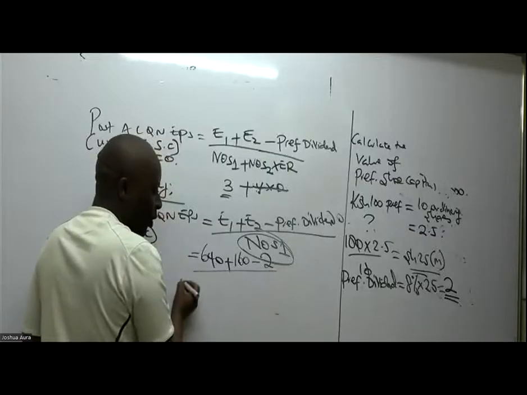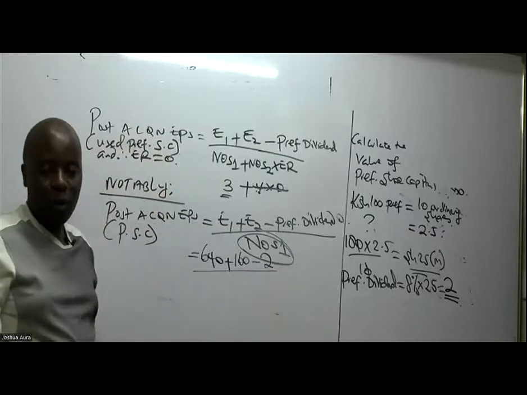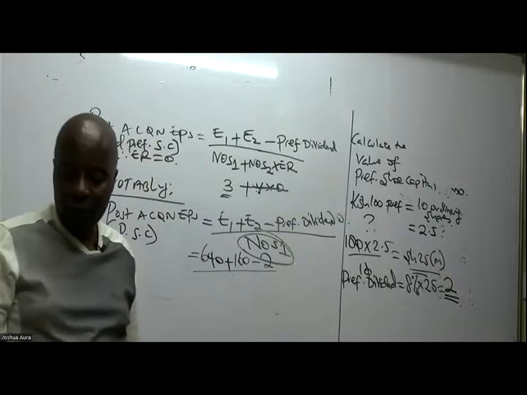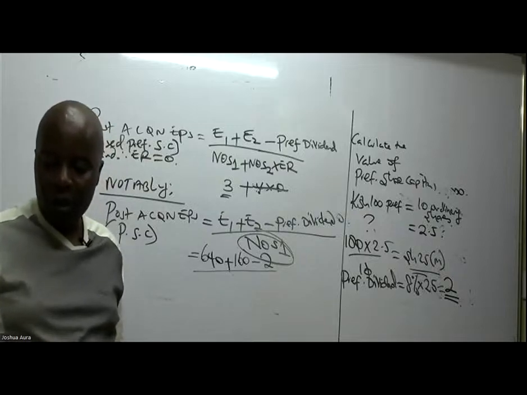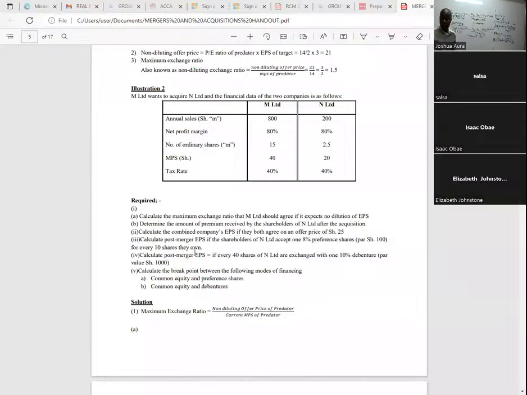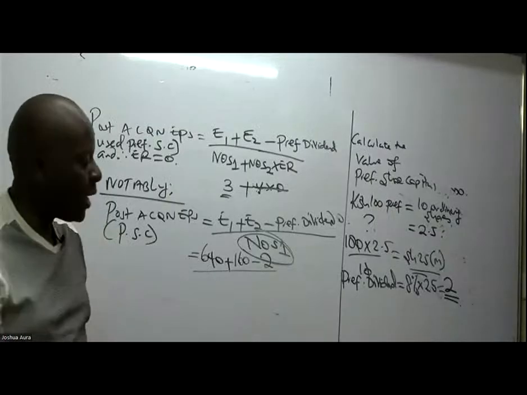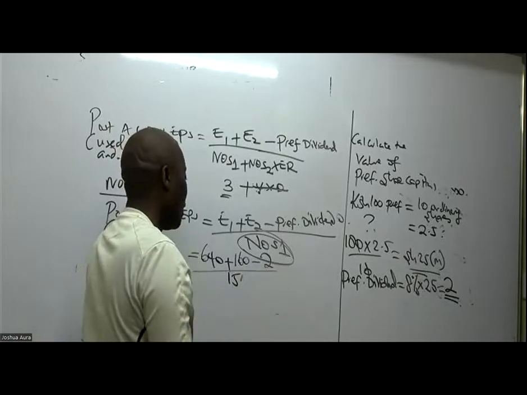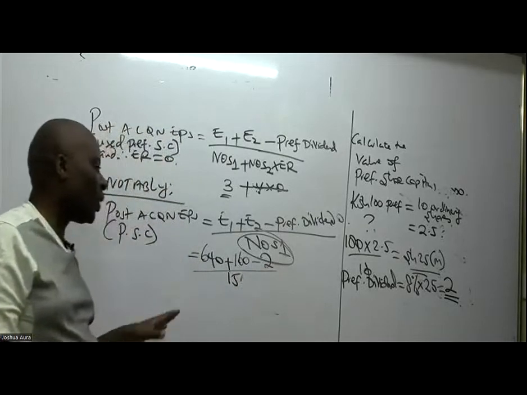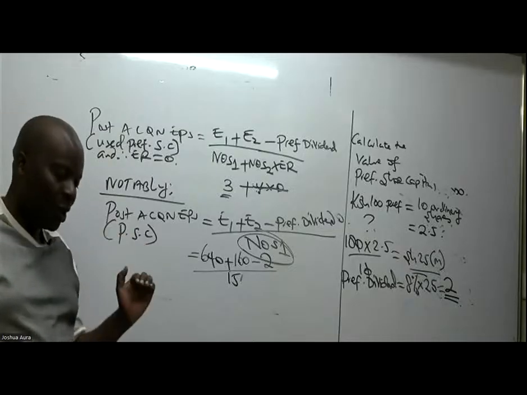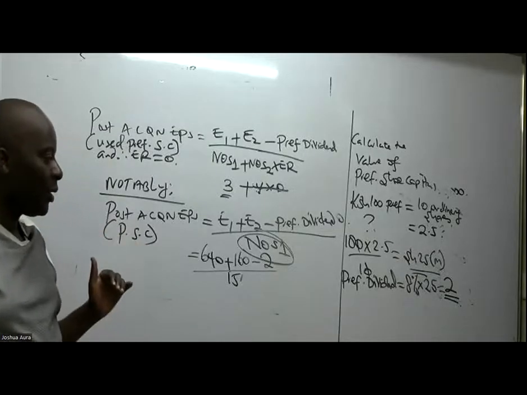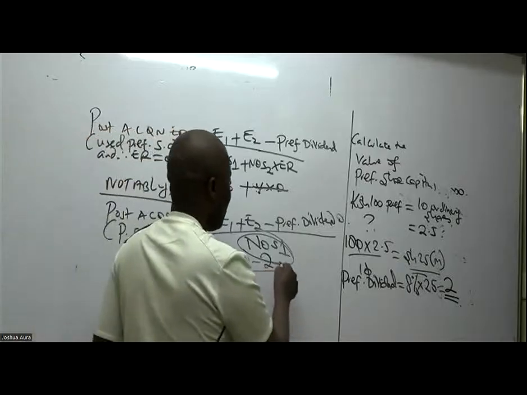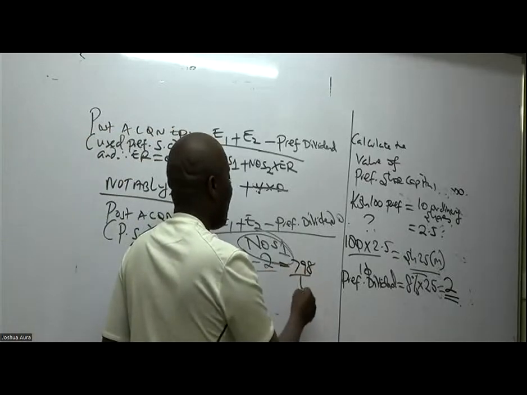How about the number of ordinary shares of the first company, which is company M? You guys are giving me a figure of 15. So divided by 15. Here you have to go slowly. First of all, get the numerator: 640 plus 160, that is 800, minus 2, that is 798. So we have here 798 divided by 15.